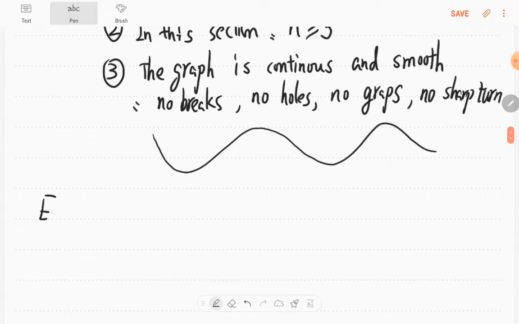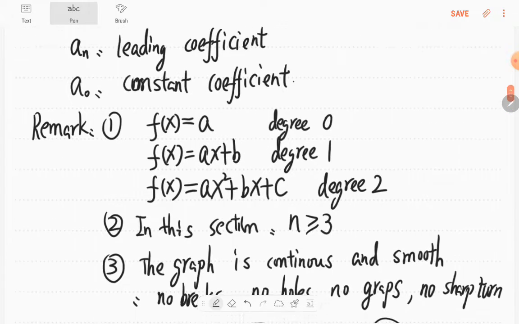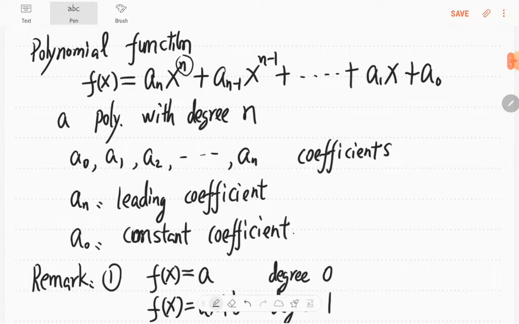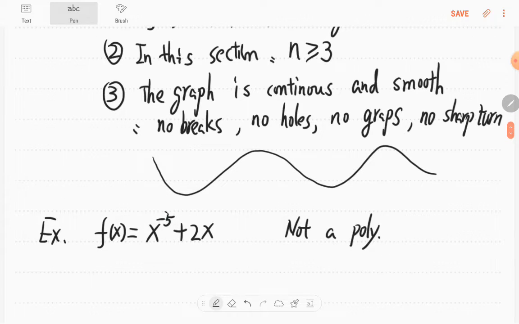So now let's look at some examples. This is a function which is x to the negative 5 plus 2x. Let's look at whether this one is a polynomial. We say, okay, this is not a polynomial because, from the definition, the smallest power is 0. There are no negative powers for the x terms. But here we have x to the negative 5, so this is not a polynomial.